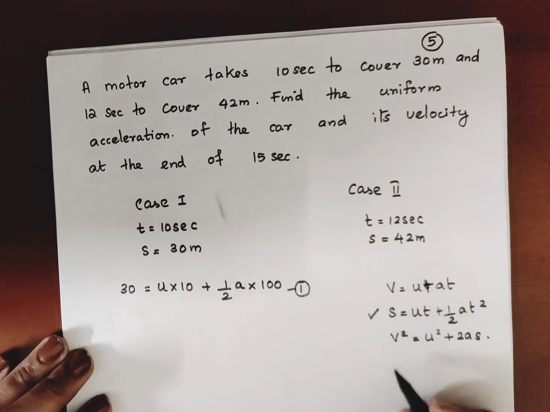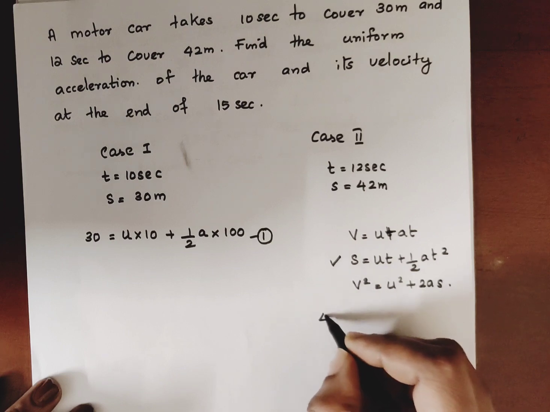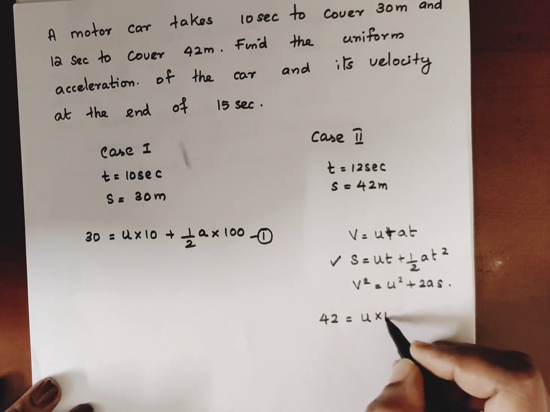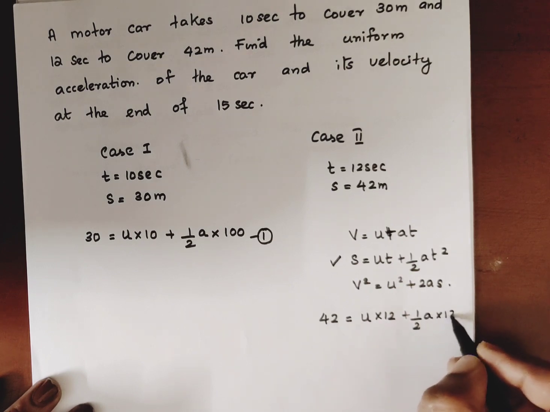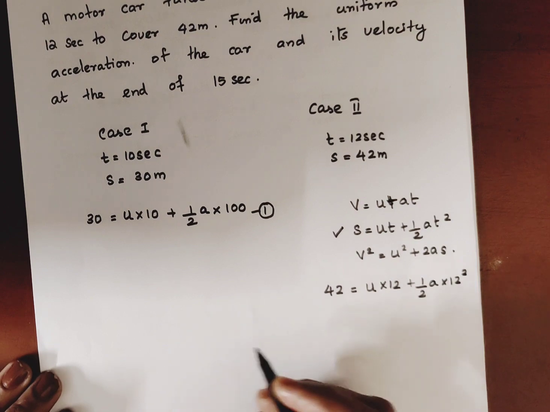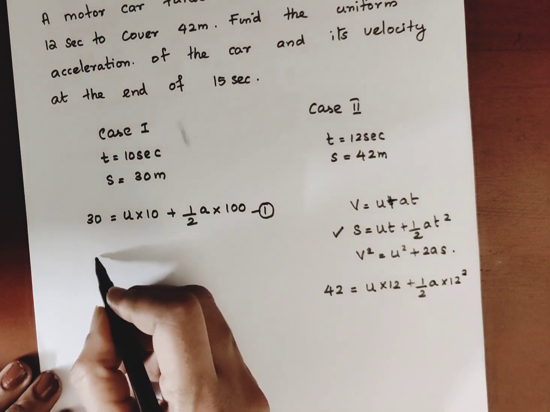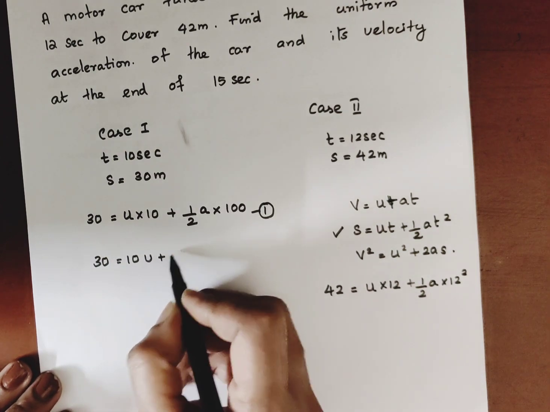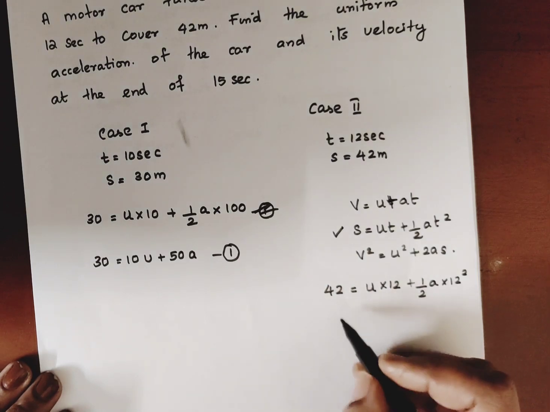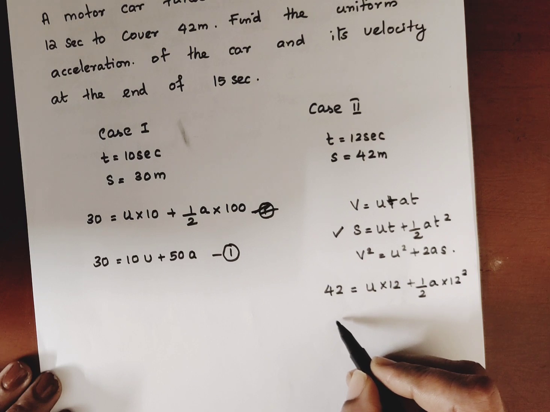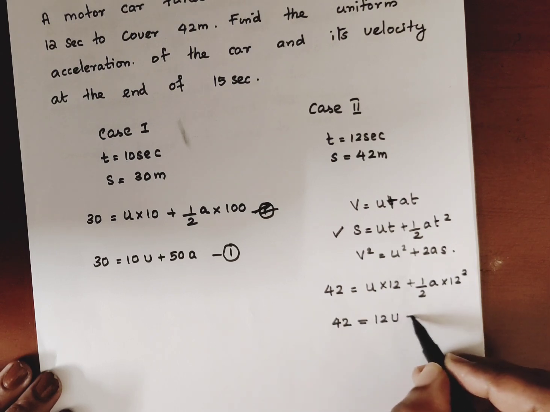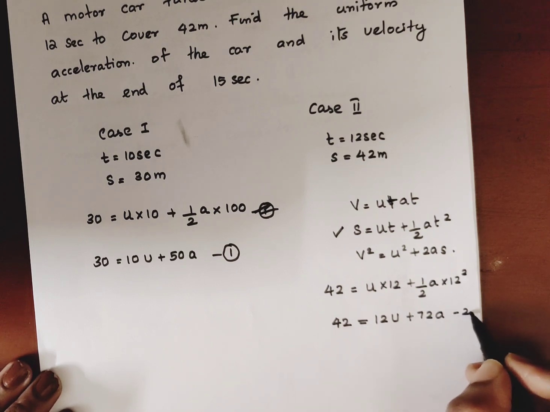This is your first equation, and similarly you have to apply the same equation in case 2. So in case 2, s is equal to 42, then u is initial velocity into 12 plus a half into a into 12 square. 12 square is 144. So here you have 30 is equal to 10u plus 50a. So here you can write this as your equation 1. So here you can write 42 is equal to 12u plus 72a. That is your equation number 2.